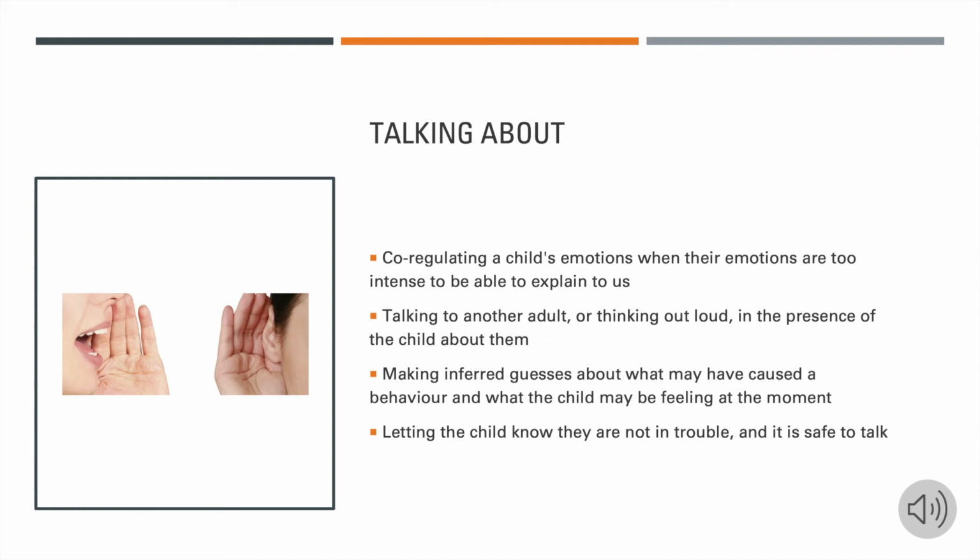The most important part of talking about is to show the child that they're not in trouble. You are there to help them. You are there to figure out what they're feeling, why they did what they did, not to give out consequences at that moment. This is a safe space for them to open up about the reason.